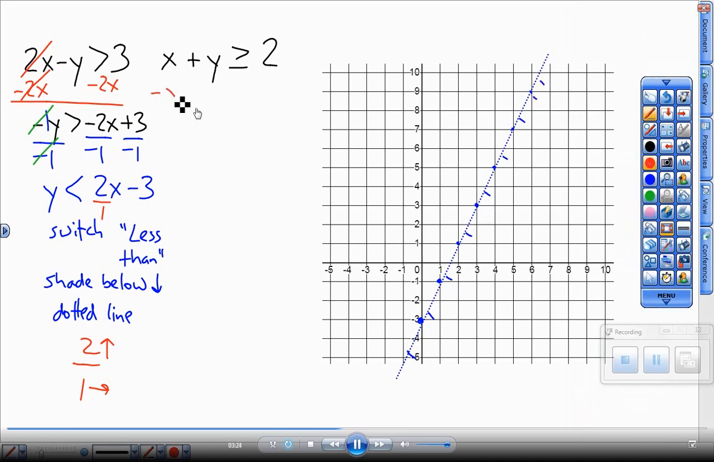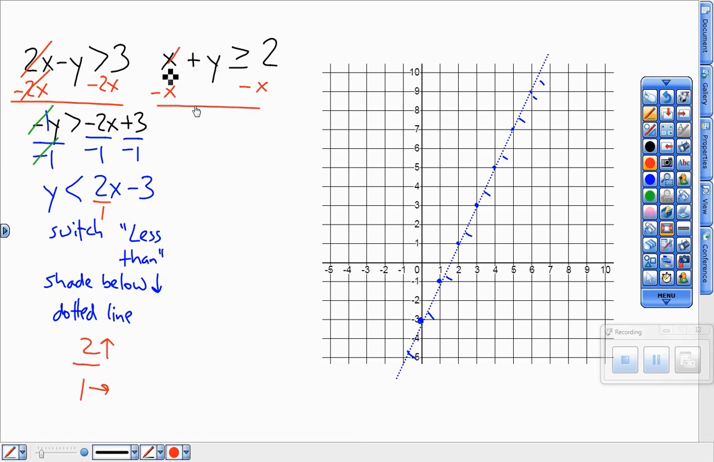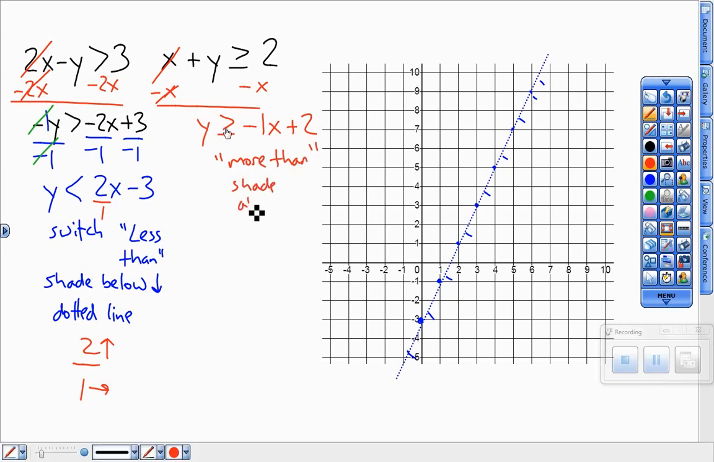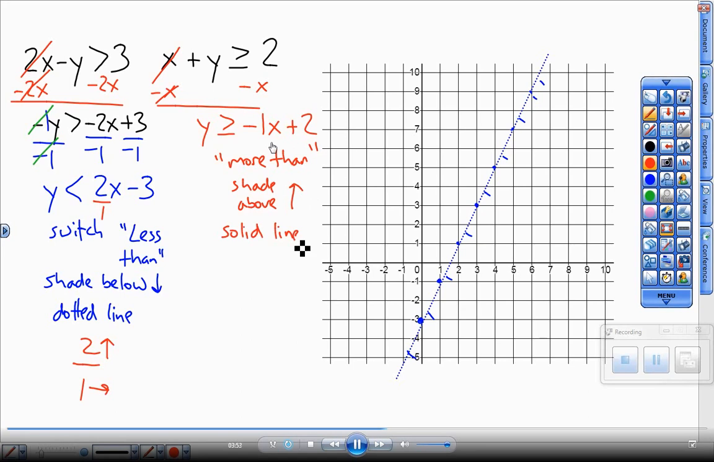My one in red, -1x, -1x gives me y more than or equal to -x plus 2. That one's going to be a solid line, no switching of the inequality. This is y is more than, so I'm going to shade above the line, shade above. Solid line. So I'm going to start at +2 on the y-axis, and then that number in front of x is -1 over 1, right 1, down 1.